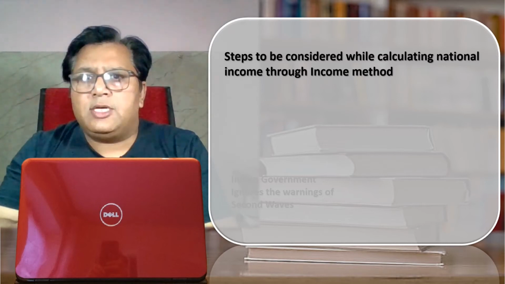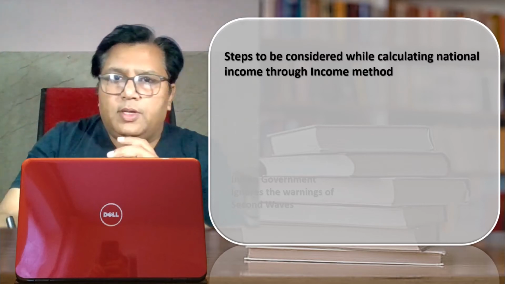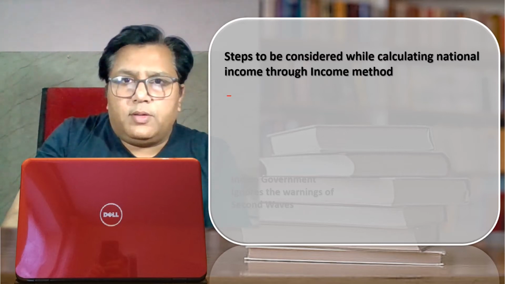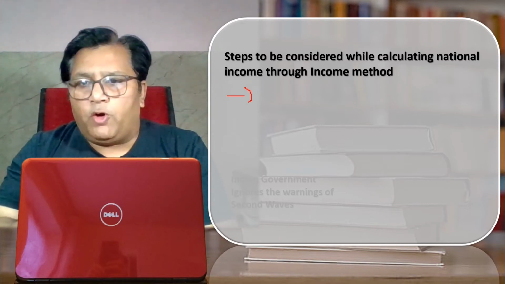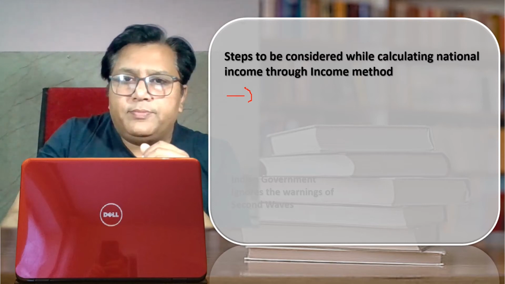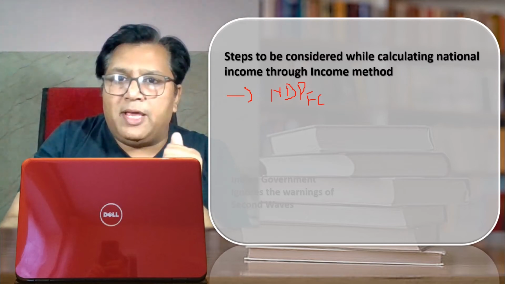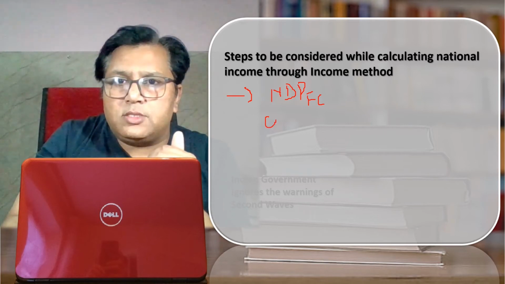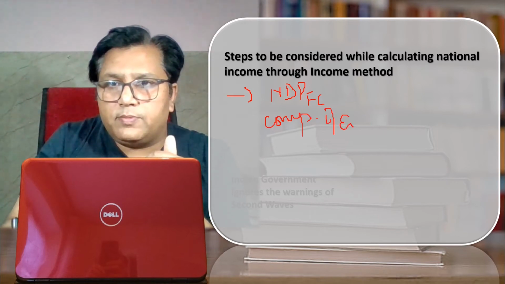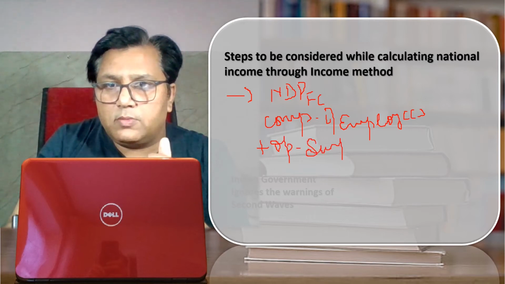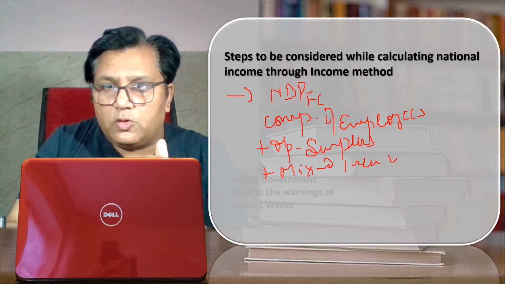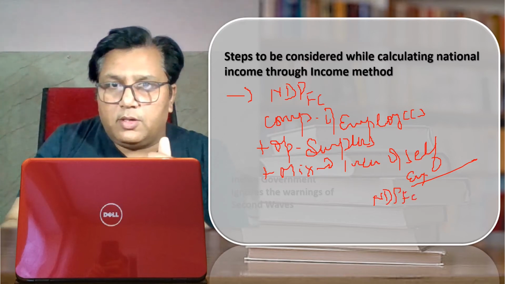Now let us see the steps to be considered while calculating the income through the income method. Under the income method, two steps are followed. Under the first step, the domestic income is calculated. When I say domestic income, what do we have to do? We have to calculate the domestic income. Domestic income means NDPFC. How do we calculate the domestic income? By summing three items, that is compensation of employees, plus operating surplus, plus mixed income of self-employed. That is the first step.